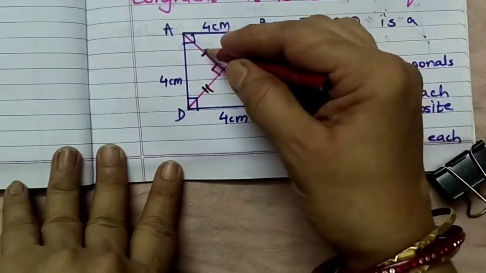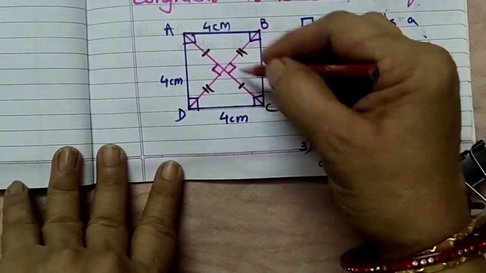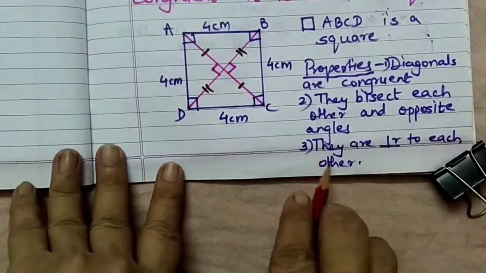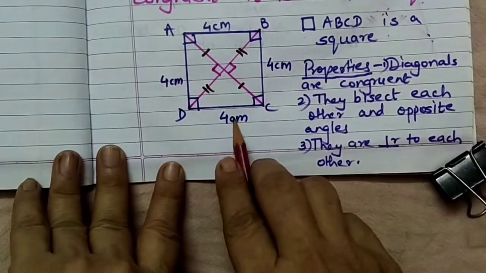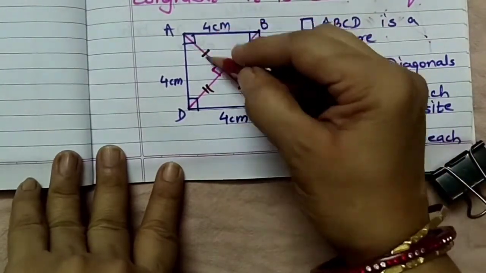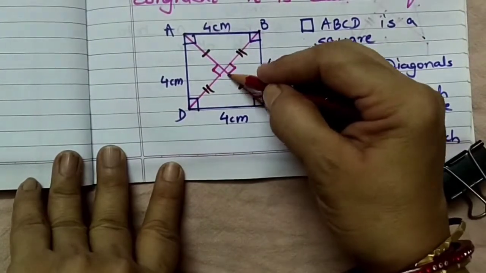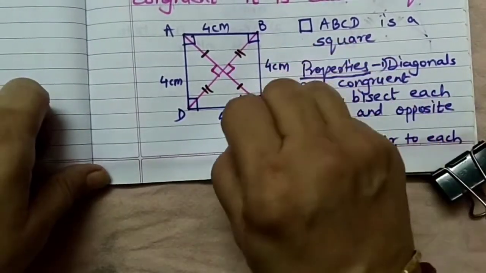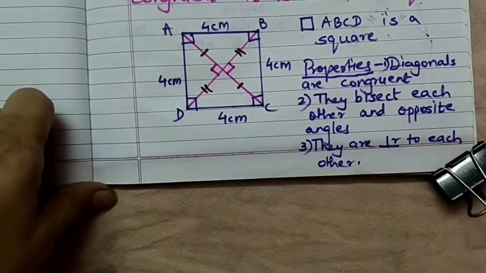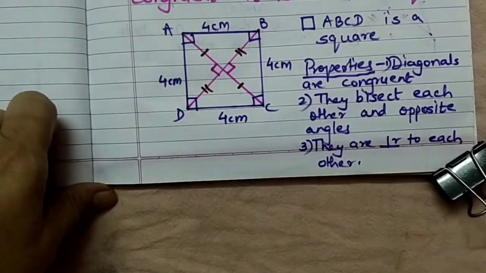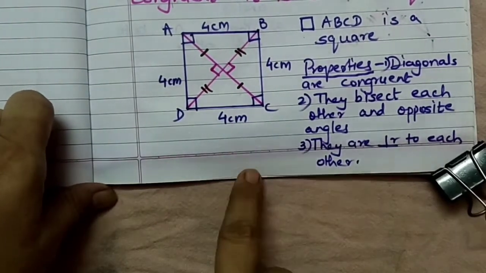So the diagonals bisect each other, and they bisect the opposite angles also, and they are perpendicular to each other. Who are perpendicular? The diagonals. When they cut each other, they cut at a right angle, here also and here also. So the diagonals are perpendicular. These properties you have to remember, because whenever they ask you the properties and how you differentiate between the quadrilaterals, these properties will come into use.